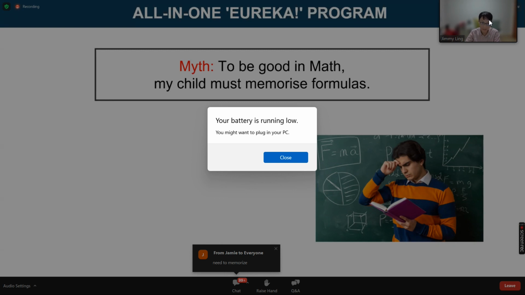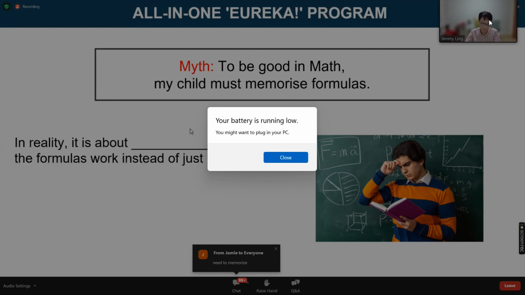It's more important to be about what? What is the missing word here? Your child needs to know how the formulas work instead of just memorizing. Anyone can make a guess? Very good, Felicia. It's about understanding. Everyone type understand in the chat.